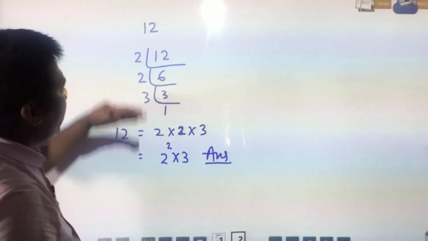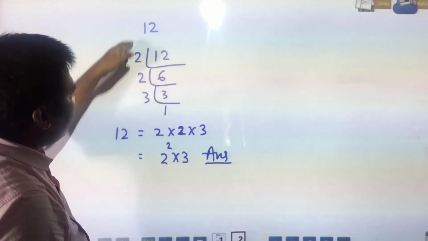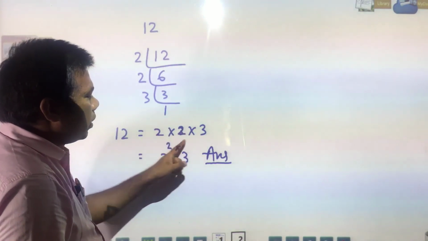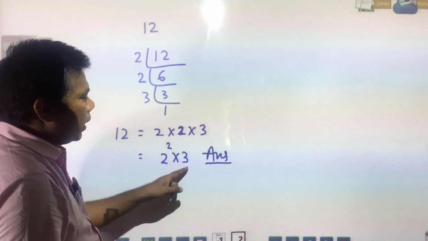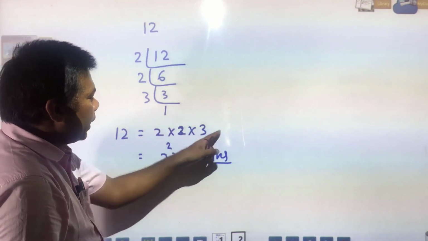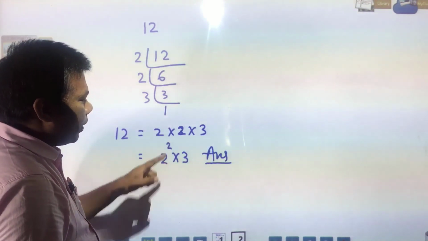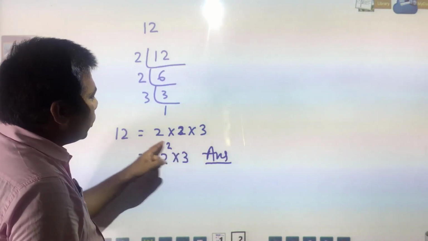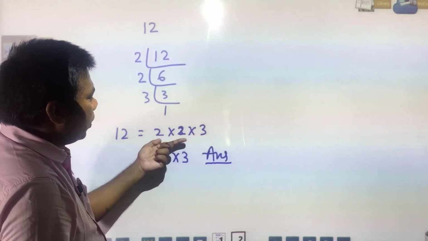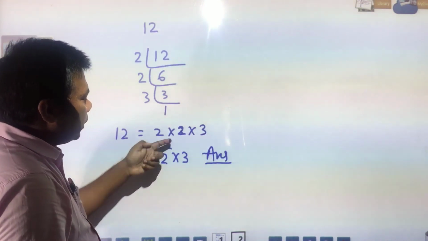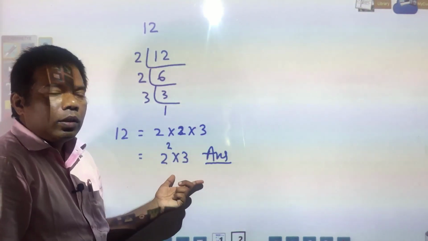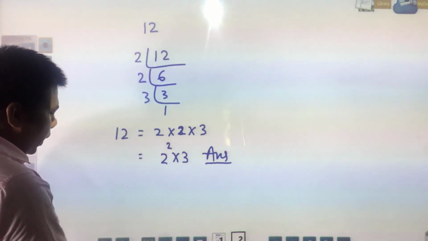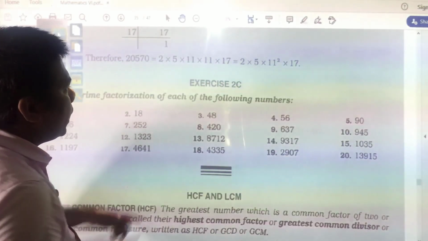In this way for the other numbers, just factorize them, and if numbers are getting repeated, then raise the power and write. Suppose 2 is 5 times, you write 2 to the power 5. If 3 is 7 times, write 3 to the power 7. So if a number is getting repeated, raise the power and write the answer. In this way I think you will be able to solve all the remaining questions. Easy questions are there.